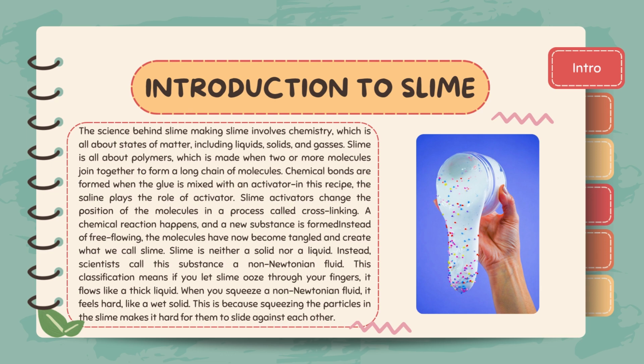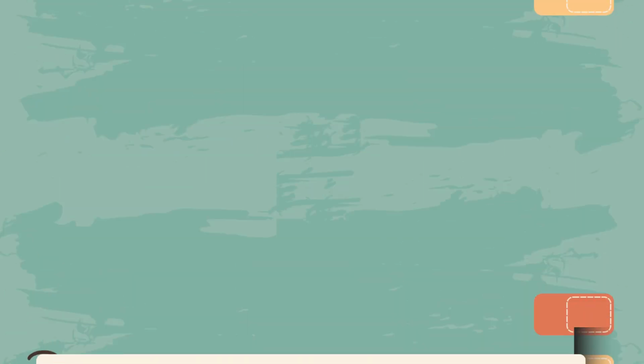Slime activators change the position of the molecules in a process called cross-linking. A chemical reaction happens, and a new substance is formed. Instead of free-flowing, the molecules have now become tangled and create what we call slime. Slime is neither a solid nor a liquid. Instead, scientists call this substance a non-Newtonian fluid. This classification means if you let slime ooze through your fingers, it flows like a thick liquid. When you squeeze a non-Newtonian fluid, it feels hard like a wet solid. This is because squeezing the particles in the slime makes it hard for them to slide against each other.